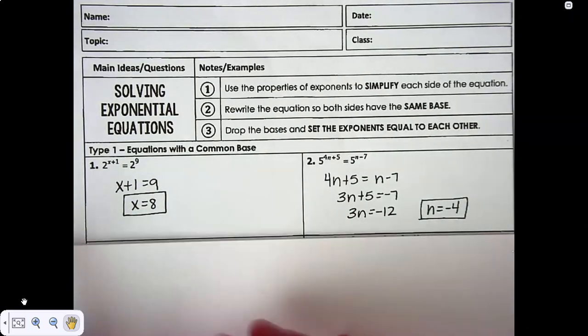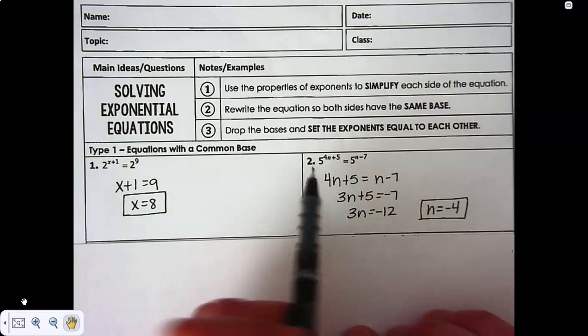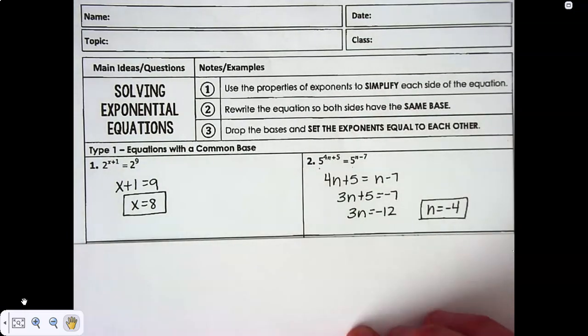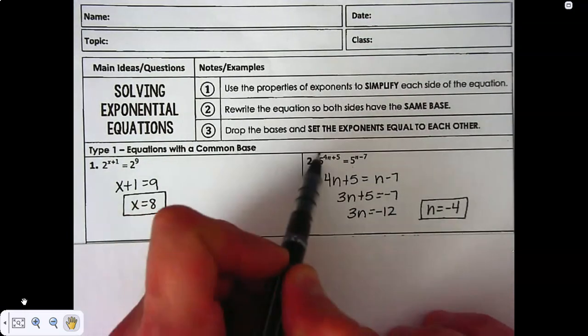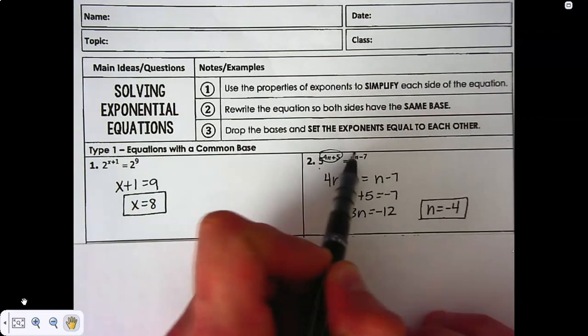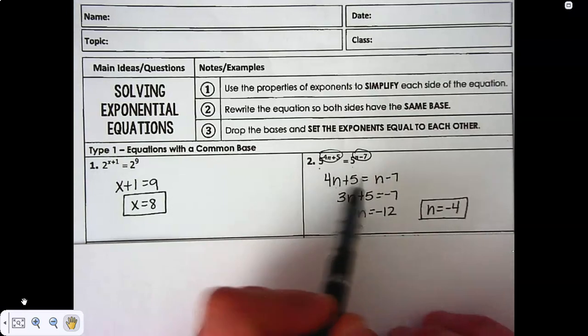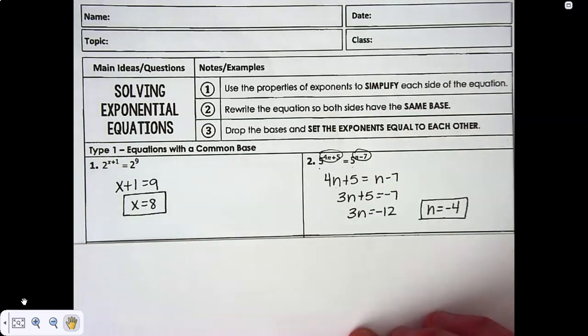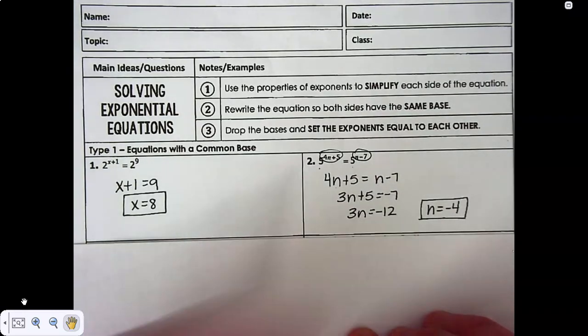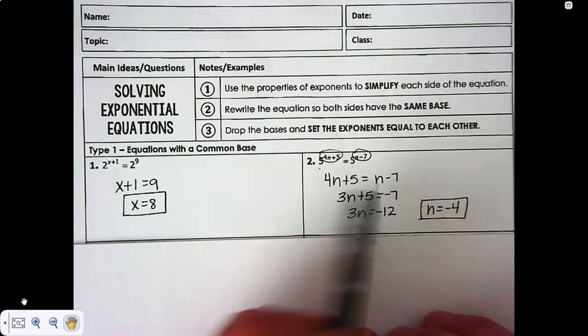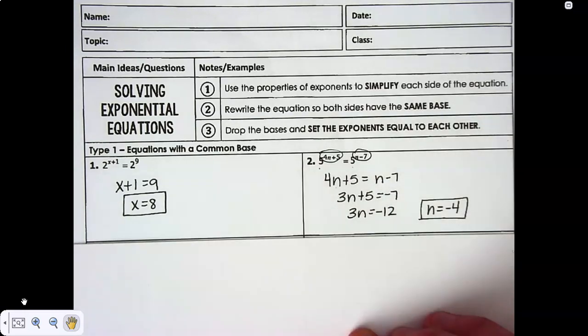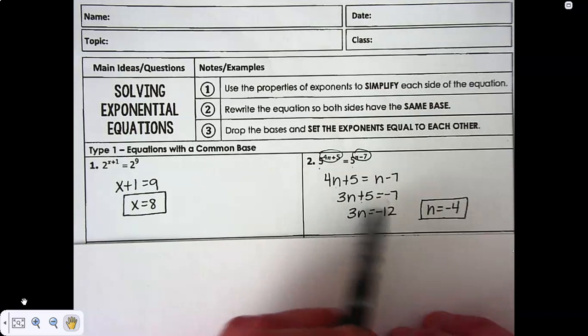For number 2, it's the exact same type of thing. We have a common base of 5 for both of these problems. So then what I'm going to do is set the left-hand exponent equal to the right-hand side exponent. So I get 4n plus 5 equals n minus 7. Now it's just a matter of combining like terms. So we subtracted the n from the right and from the left, which gives us 3n plus 5 equals negative 7. And then I'm going to go ahead and move the plus 5 to the other side by subtracting it. Minus 5 here, and negative 7 minus 5 gives me a negative 12.